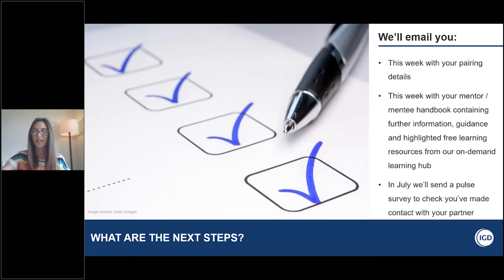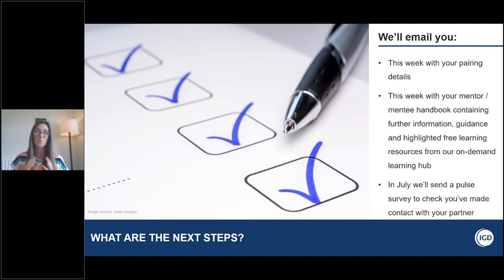To finish with the content section of this induction webinar, I'm just going to cover off what you can expect to happen in terms of our next steps. We'll be emailing you this week with your pairing details. This is the information of who your mentor or mentee is: name, company, and how you can get in touch. We'll also be sharing with you your handbook. We've got one for mentees and one for mentors, and this contains a lot more information, guidance and advice for you in your roles.